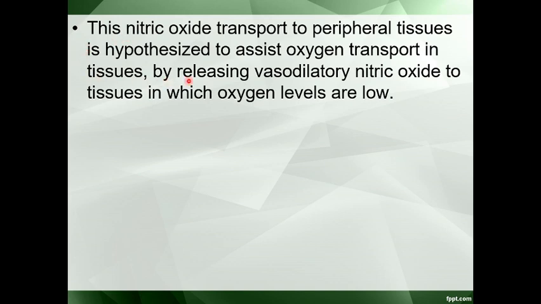Now, what is the function of nitric oxide transport? The nitric oxide transport to peripheral tissues is hypothesized to assist oxygen transport, because nitric oxide has a vasodilatory effect, and in this way it assists the transport of oxygen. It helps the transport of oxygen to the tissues where the oxygen levels are low, because it produces vasodilation, that is the dilation of the blood vessels. It has a vasodilatory effect, and in this case the oxygen can be transported very easily.